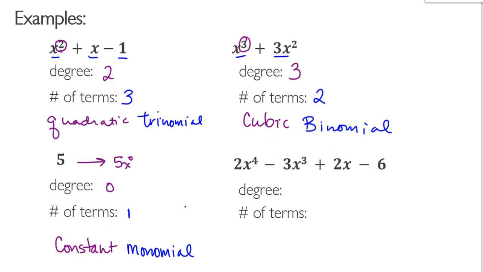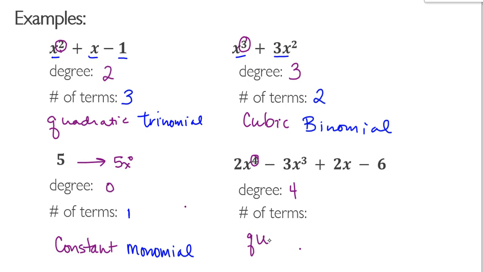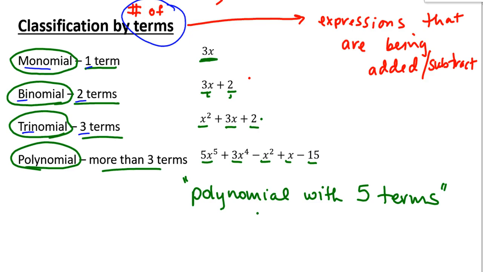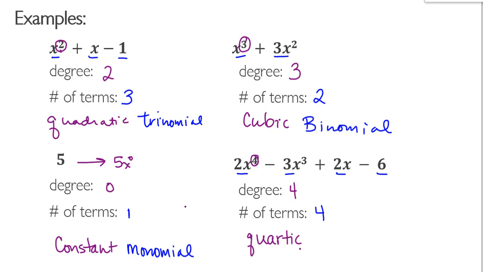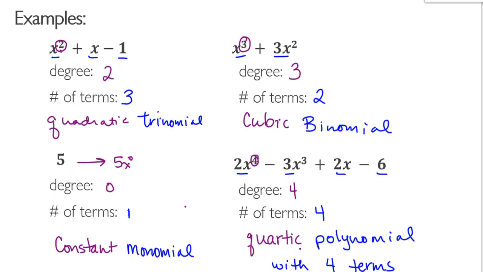Okay, this next one, degree, let's see, the highest number is a 4. That means our first name is going to be quartic. Careful, you don't mix that up with quadratic. And then the number of terms we've got here is 1, 2, 3, 4. That means it's just a polynomial, but we can say with how many terms. So we could say here that this is a quartic polynomial. And then just to be more specific, we could say with 4 terms. Okay, degree and number of terms.